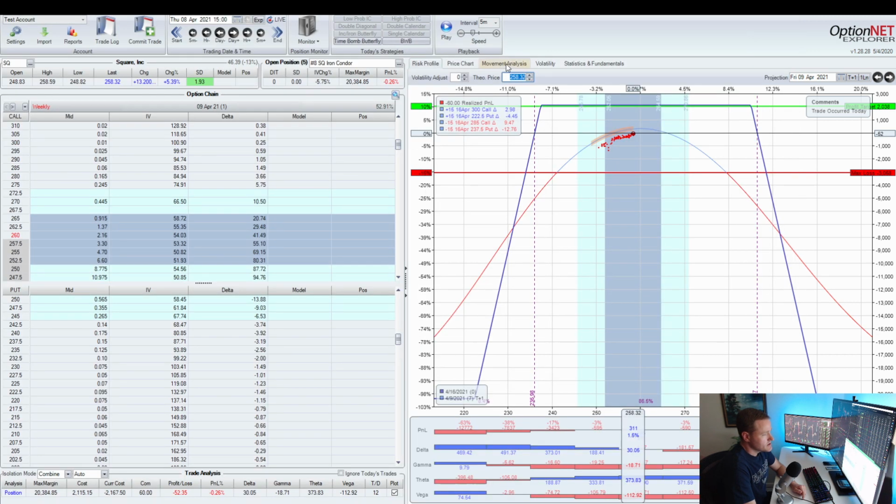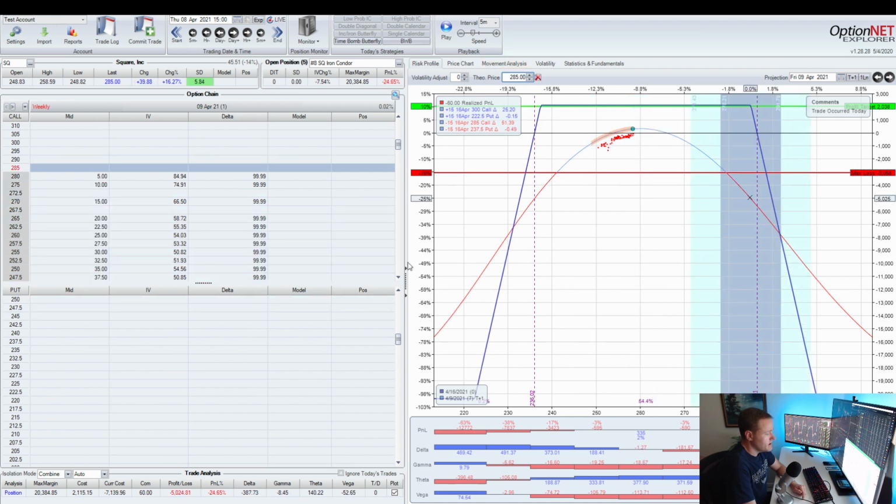So theoretically, we come in here and put in 285 right there, and you can see that our profit and loss here, we would be down $5,000 on that position, or a 24% loss, almost a 25% loss on our investment.